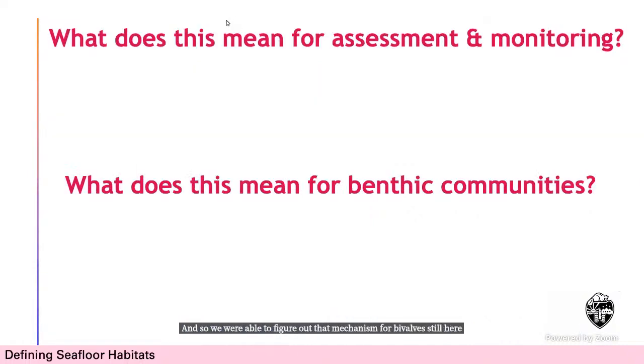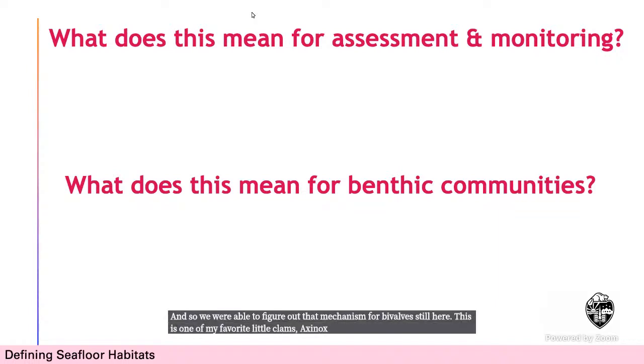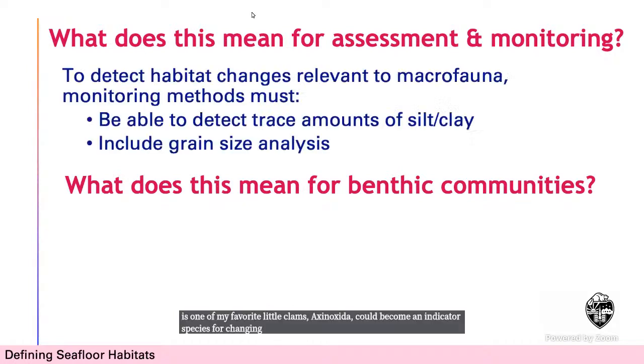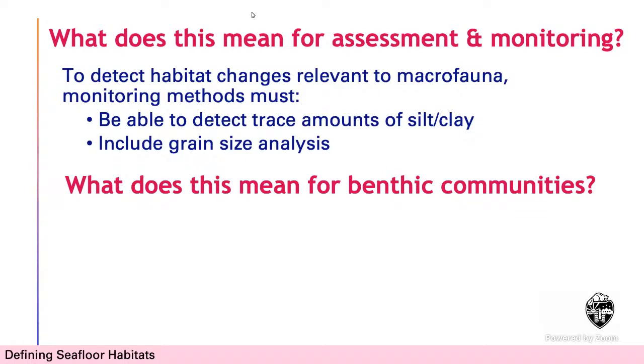So yeah, we're trying to figure out how we might assess and determine impact from offshore renewable or other projects. To detect habitat changes relative to macrofauna monitoring, you must be able to detect trace amounts of silt or clay or fine materials. One of the things that we found across those studies is that as little as 8% silt supports a different assemblage of organisms, and at 4% sand and 6% silt some organisms are completely intolerant. And so if we want to see if we're having that kind of change, we need some sort of assessment method that's able to detect those fine scale changes.